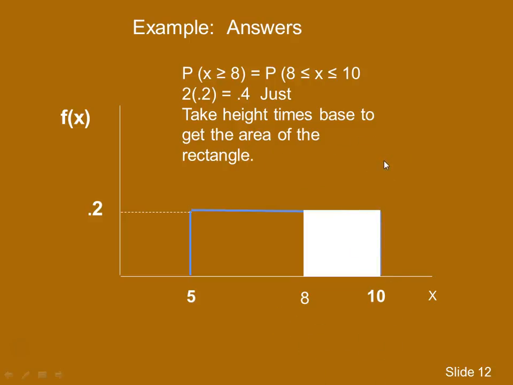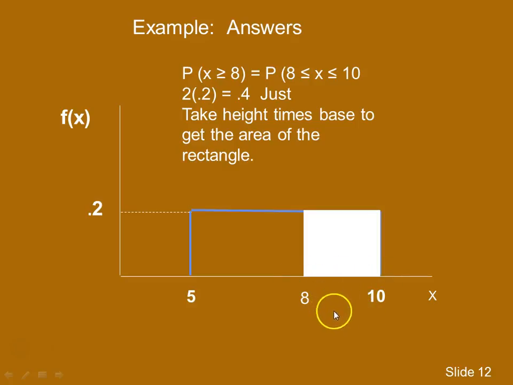Let's go to part B of the problem. Part B asks you what's the probability that it takes 8 minutes or longer. Well, remember, 8 minutes or longer will be equivalent to 8 to 10, because nothing is allowed above the point of 10 here in this example. The distribution ends at 10. So we want the probability between 8 and 10.